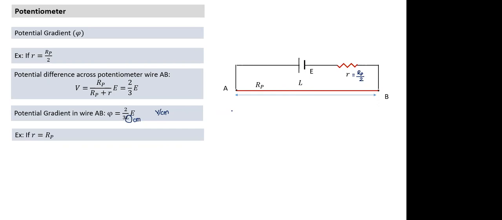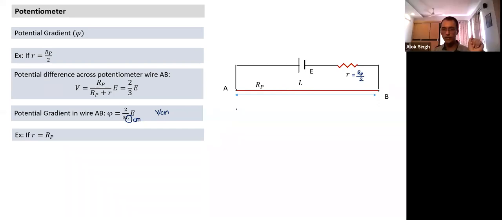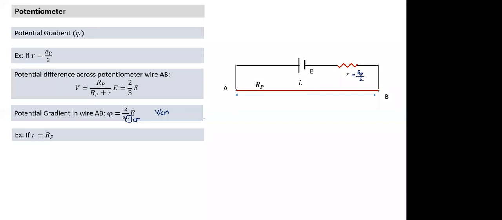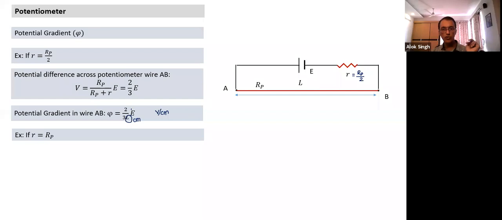Sir, this is applicable only when the wire is uniform, right, sir? Yes, of course. I have repeated it a number of times. It is only in case the wire is uniform. If the wire is not uniform, it will change. If the wire is uniform, then only it is valid. Okay, potential difference will be constant.